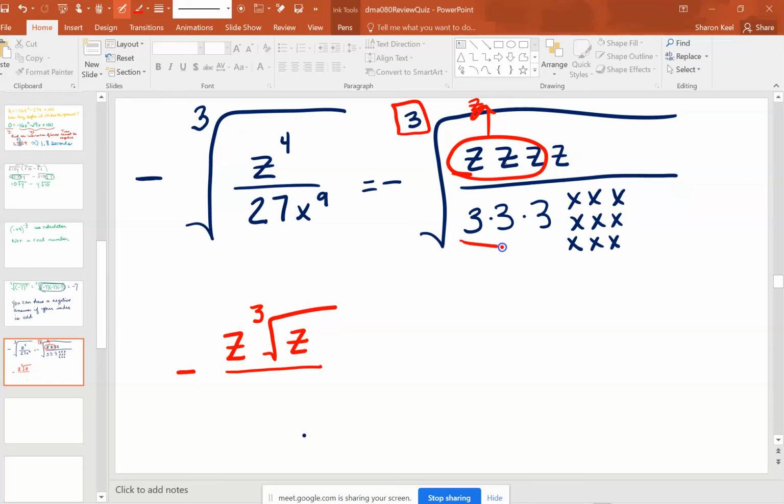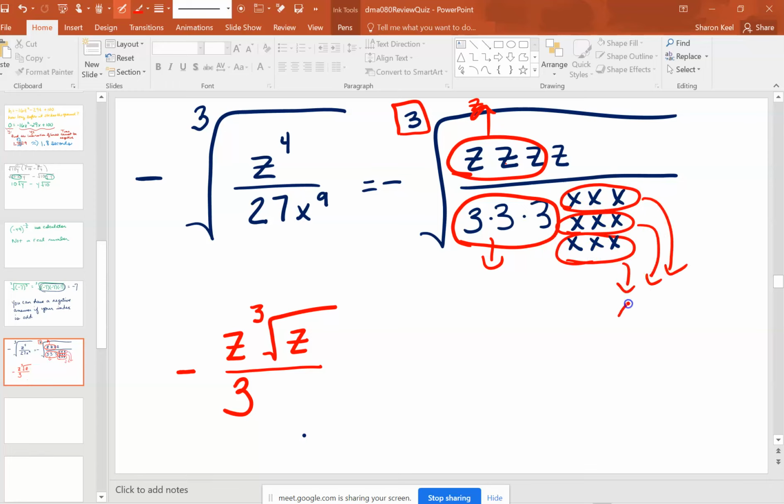In the denominator, I have a group of 3 threes. So that means I have a 3 that comes out. For my x's, I have 1, 2, 3 groups of x's. So that means I have 1, 2, 3 x's that come out, which is x to the third. There are no x's or 3's left under the radical. So this, what you see here, is your final solution.